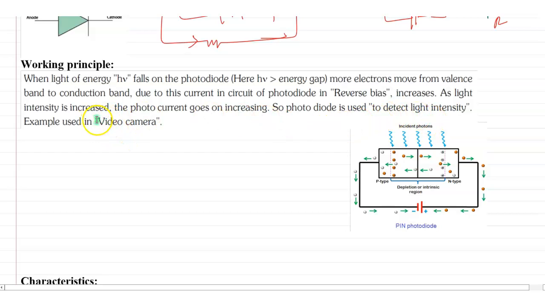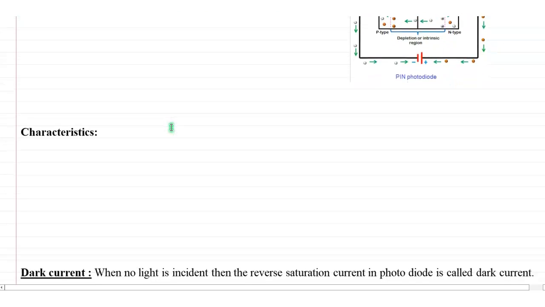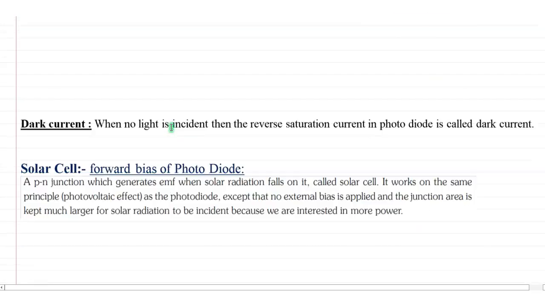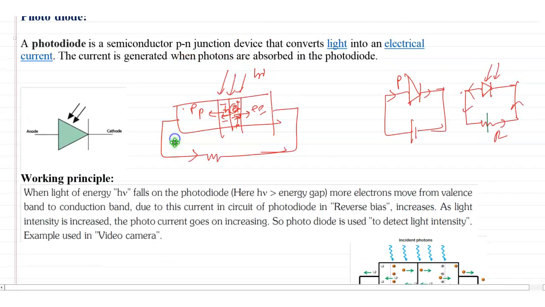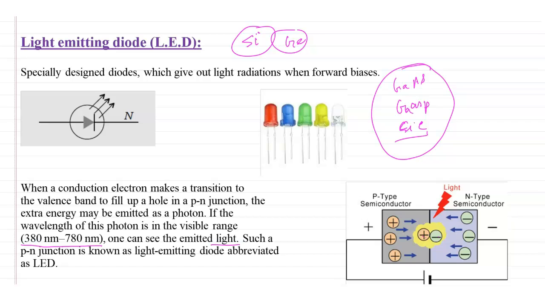An example is a video camera. In a video camera also a photodiode is used. A solar cell consists of a large number of photodiodes. Also, I have to draw the graph for LED.